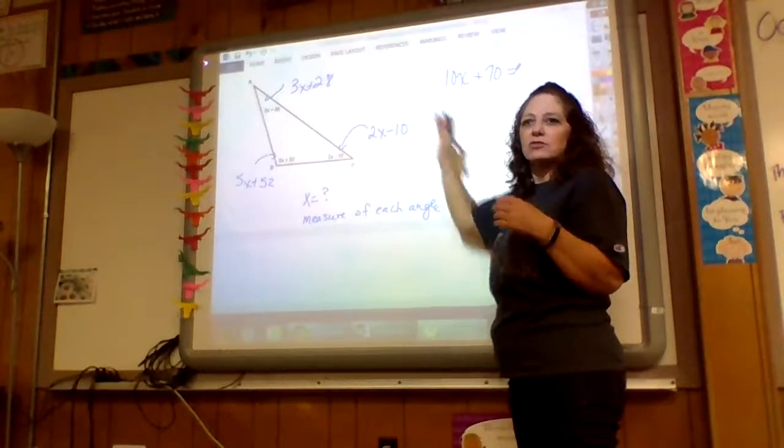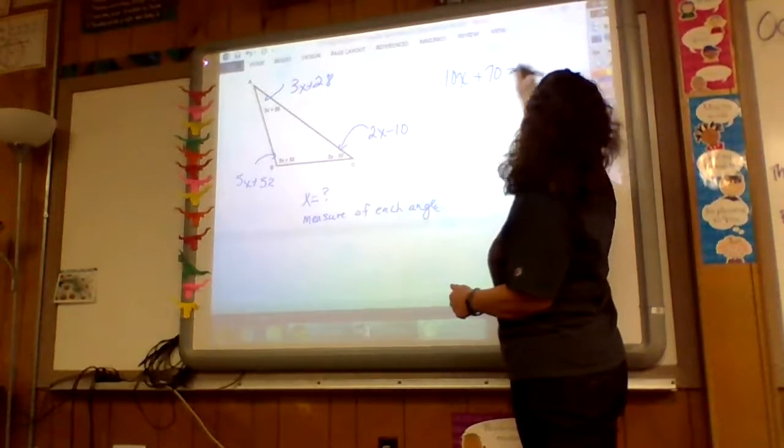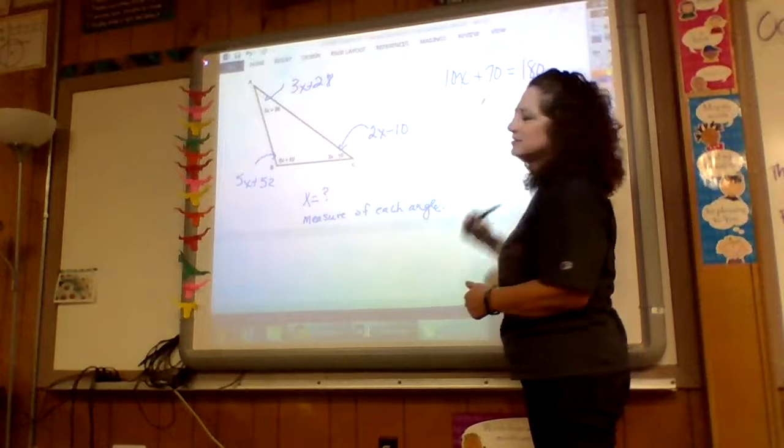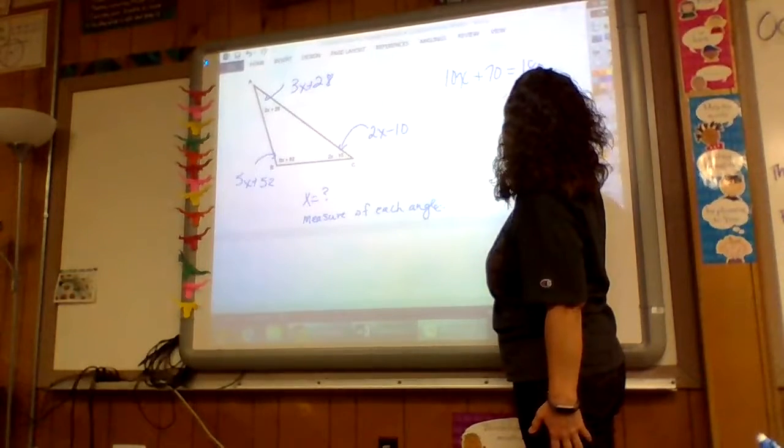And again, what was their total? Because they're all inside the triangle, 180. Can you solve, please? Find your value of x. X equals 11.